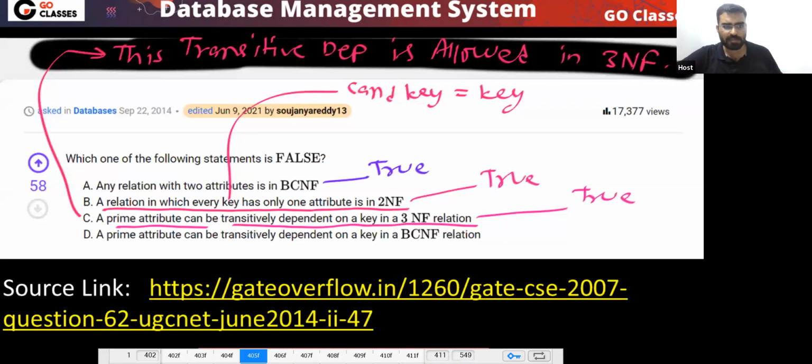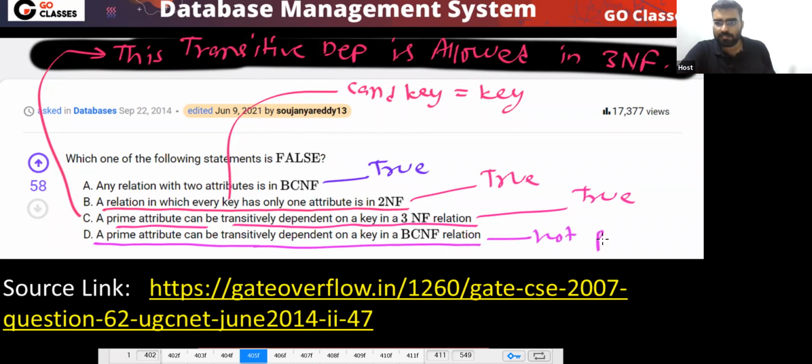So this is your option C. What about option D? A prime attribute can be transitively dependent on key in BCNF. In BCNF, this is not possible. Tell me why this is not possible. This is not possible because in every non-trivial FD, the LHS is a super key.